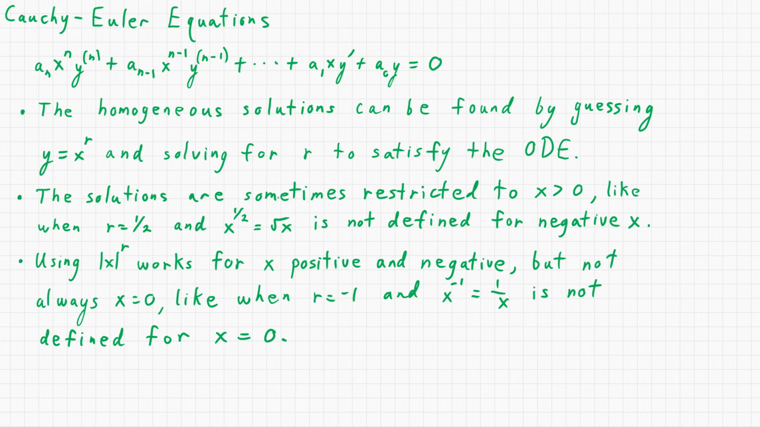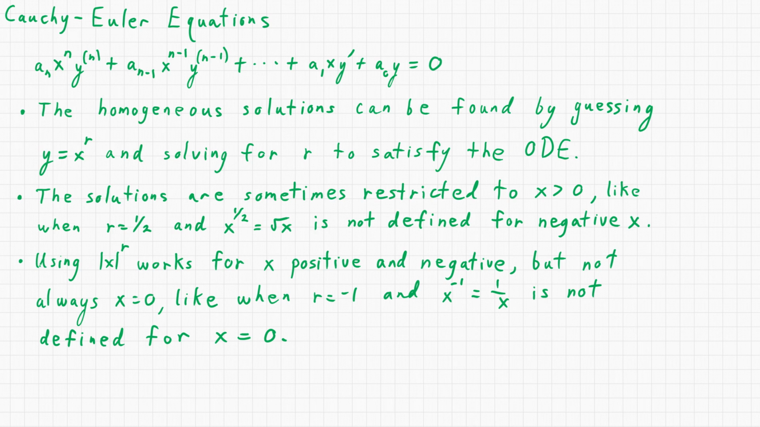And the solutions are sometimes restricted to x greater than 0. The reason for that is, let's say r is equal to 1/2. Then we are going to have x to the 1/2 power. It's one of the homogeneous solutions, which means x to the 1/2 is the same thing as the square root of x, and the square root of x is not defined for negative values of x. Right? So depending on the values of r, you can't always have x positive and negative, or even 0 sometimes.